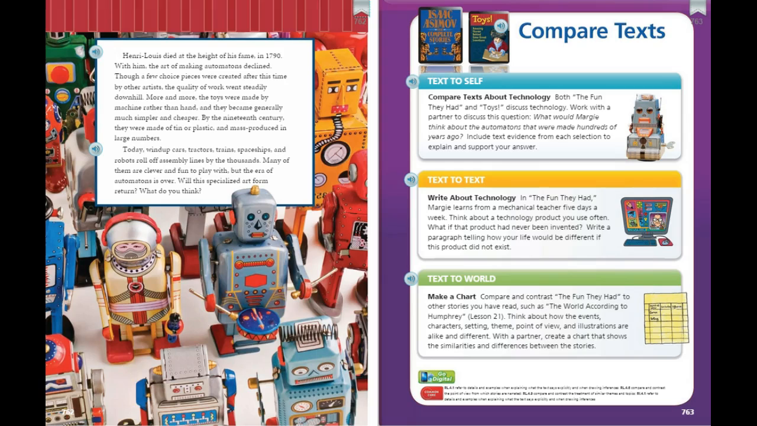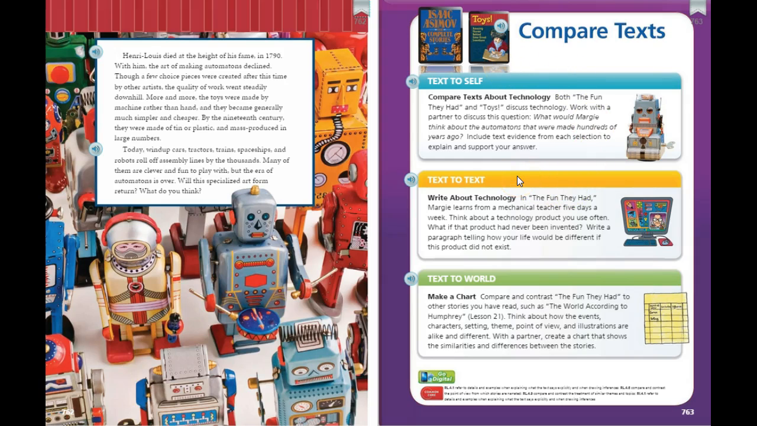Now let's look at page 763. I'd like you to choose one of these connections to complete, either text to self, text to text, or text to world. In text to self, you are comparing the fun they had and toys, and you're going to discuss what would Margie think about the automatons that were made hundreds of years ago.